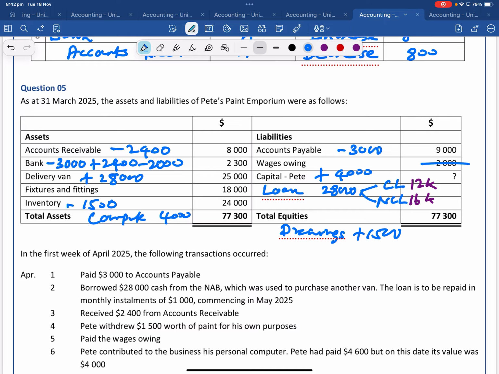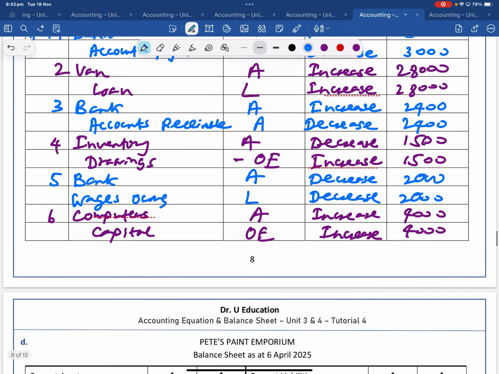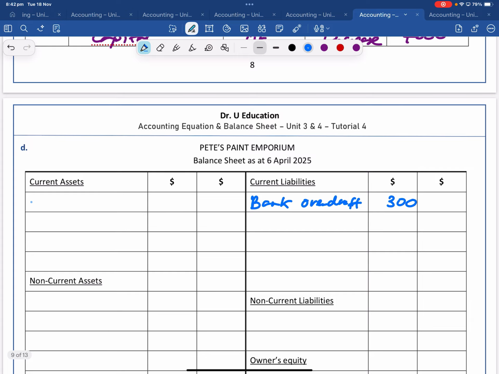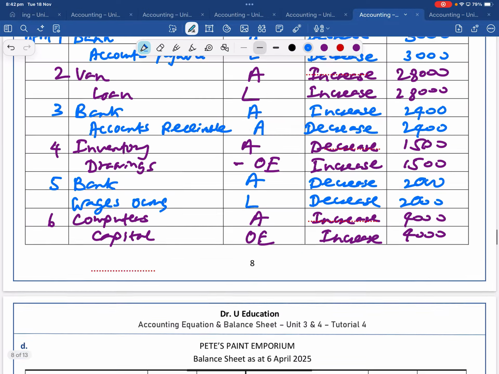Yeah, 300 bank overdraft. Yes. Bank overdraft, 300 is what I'm getting. Check the calculation. Then accounts receivable, how much? I'm getting 5,600. Right? Next one.